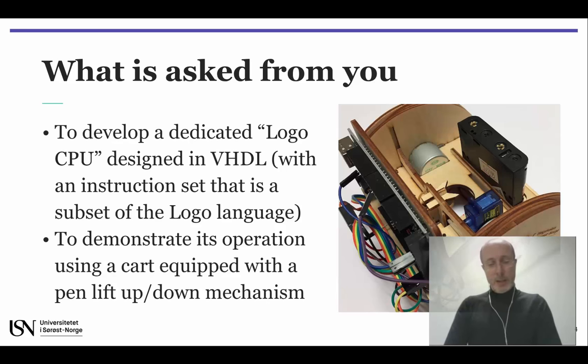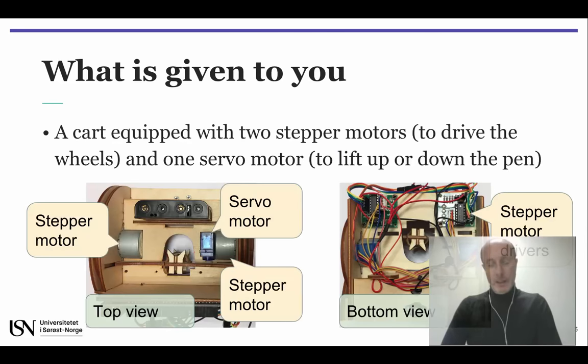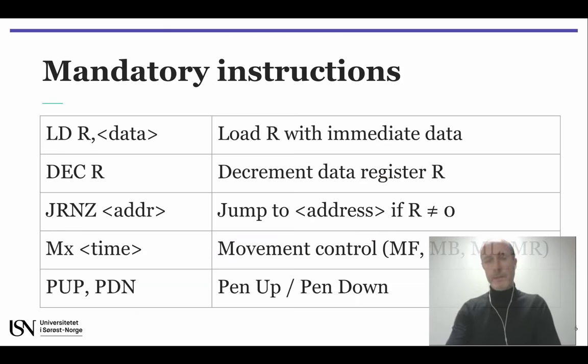And you are also expected to demonstrate that your solution works by controlling the small cart that is shown in this slide. Here you can see a top view of the cart on the left, which shows the two stepper motors used to drive the wheels, and also the blue servo motor that is used to lift up and down the pen. And that's the small box located next to the stepper motor on the right. The bottom view shows the two boards that are used to drive the stepper motor coils. The outputs from the Basys 3 board will drive the inputs of these boards.